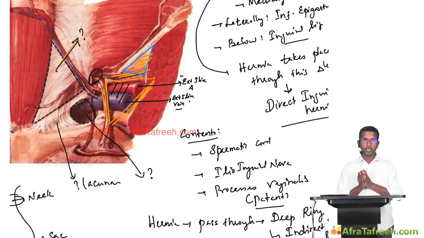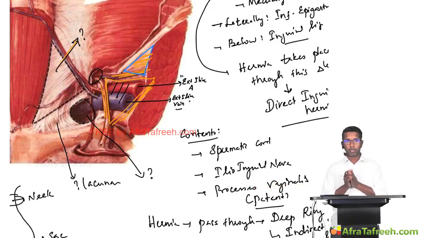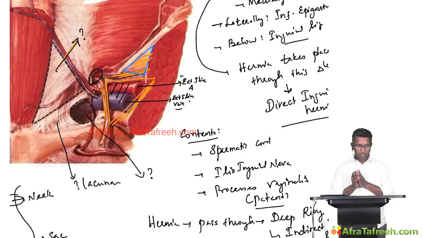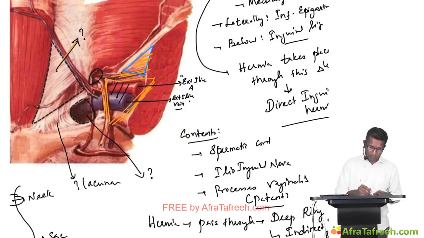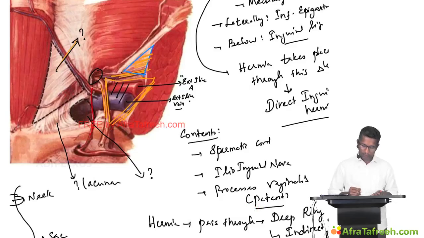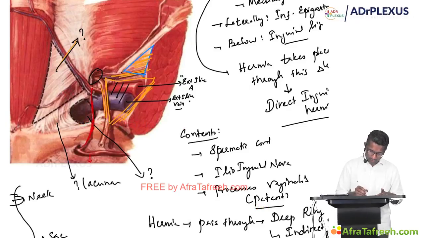If a hernia occurs through the femoral canal, it is called a femoral hernia. This is what we were seeing in the morning. Now put your eyes clearly here and see this. You see an artery which is running here. This artery is an anastomosis which connects this one and this artery.